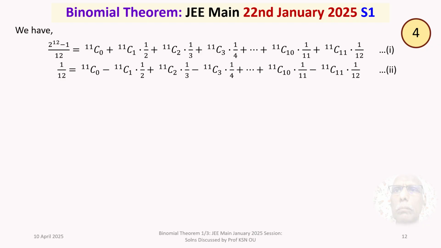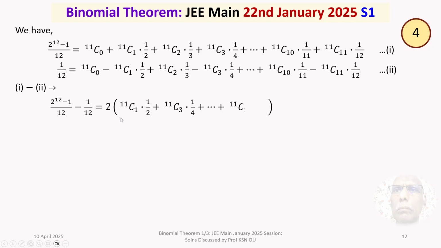What is that we want? Subtract second from the first. Then you will get 1 by 2, 1 by 4, so on and so forth. This will be 2 to the power of 12 minus 1 by 12 minus 1 by 12. 2 into, the first term cancels. The second term, 2 times of that, 11 c1 into 1 by 2. Third will cancel. The fourth will be 11 c3 into 1 by 4, so on and so forth. At the end, you will get 11 c11 1 by 12.